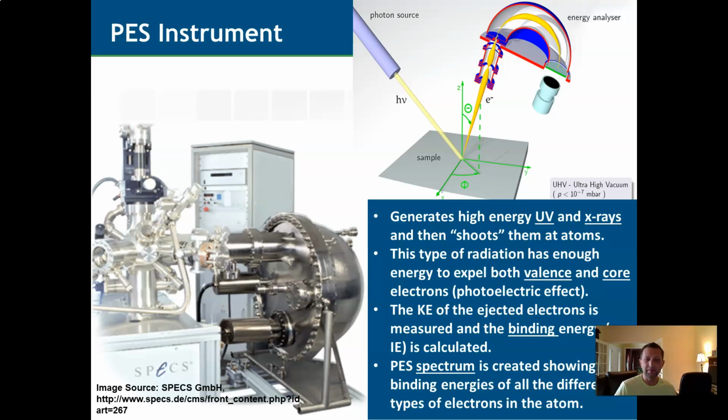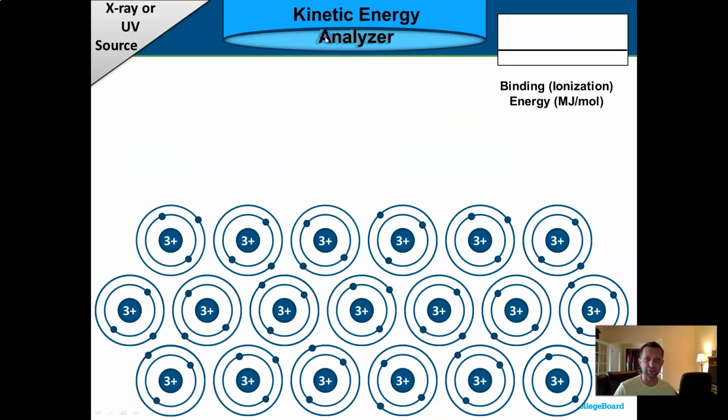The higher the binding energy, the larger that is, the closer to the nucleus that electron was located. Because again, closer to the nucleus, it's harder to remove because of nuclear charge and shielding and just distance from the nucleus, energy levels in general.